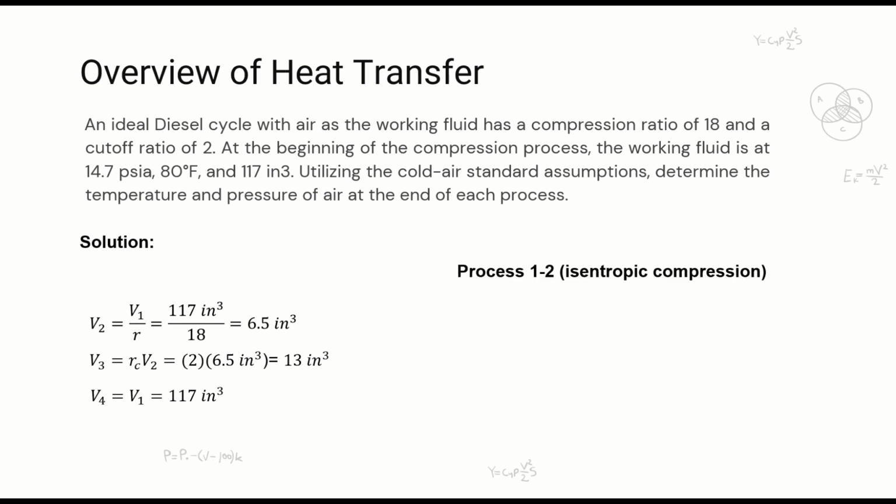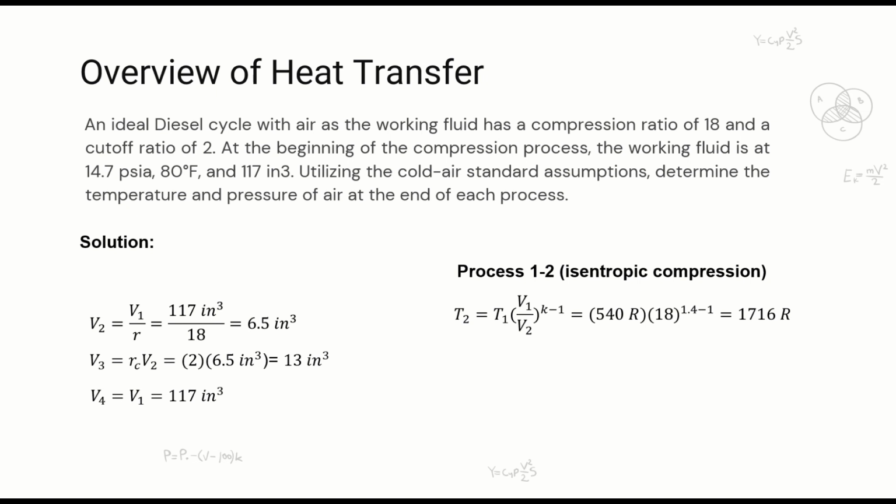So let's proceed to process 1 to 2, the isentropic compression. The formula that we will be using here is T sub 2 equals T sub 1 multiplied by V sub 1 over V sub 2 raised to k minus 1. Here, an ideal diesel cycle is considered. The temperature and pressure at the end of each process, the net work output, the thermal efficiency, and the mean effective pressure are to be determined. So let us find the value of our T2.